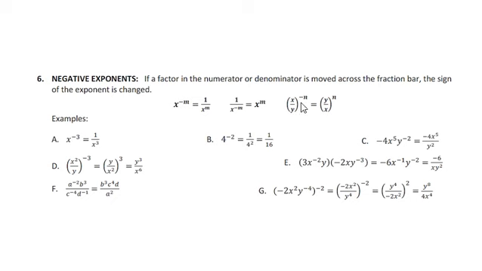So x by y, with a negative power, minus n. We want to get rid of this little negative sign and change it to positive. We're going to flip the division, so y divided by x.